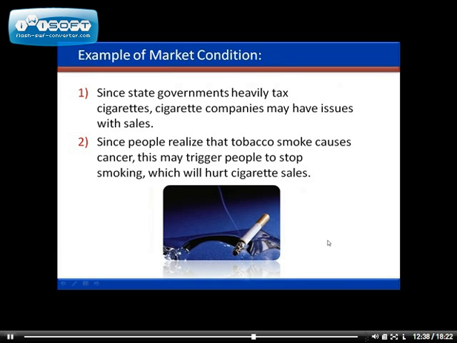Another example is governments heavily tax cigarettes, so cigarette companies may have issues with sales. The cigarette prices are ridiculous now. I don't smoke, but I do see the prices of a pack of cigarettes. They're $5-6, which is ridiculous. And since people realize that tobacco smoke causes cancer, this may trigger people to stop smoking, which will hurt cigarette sales.